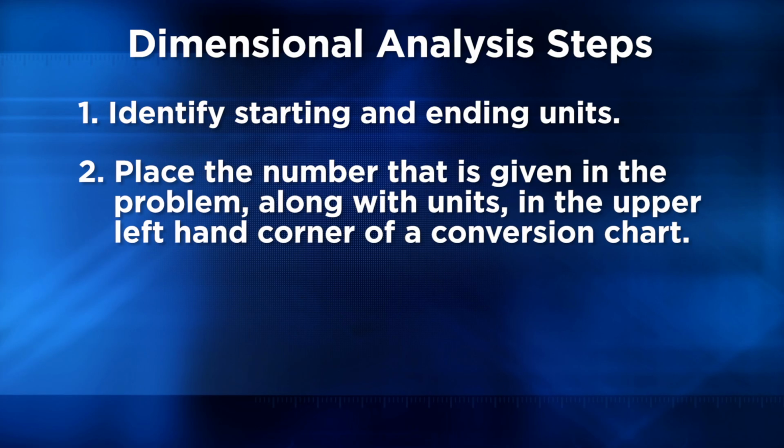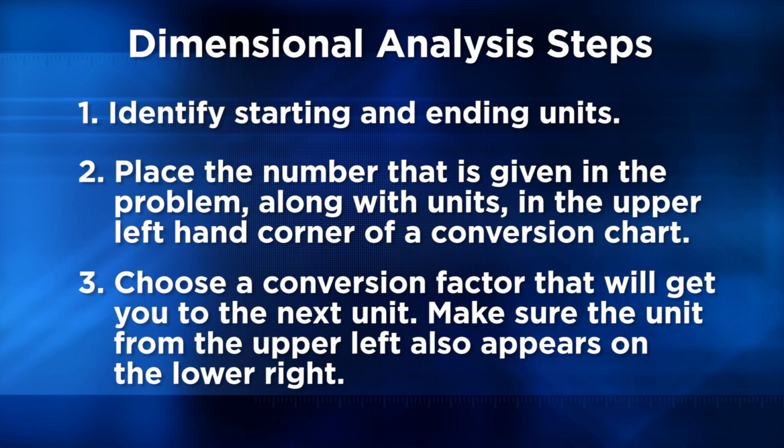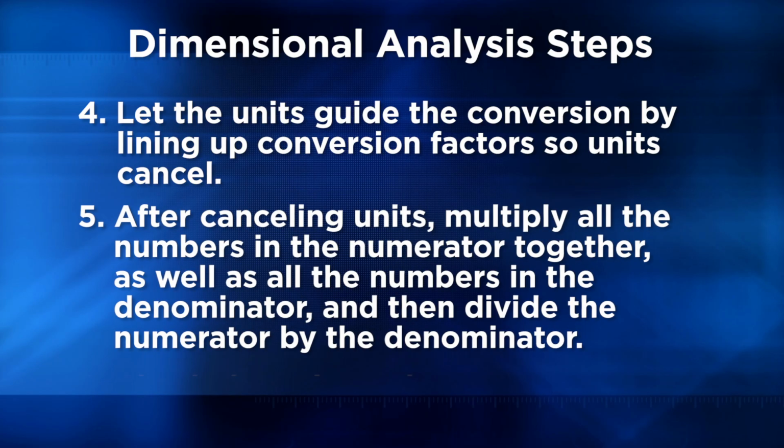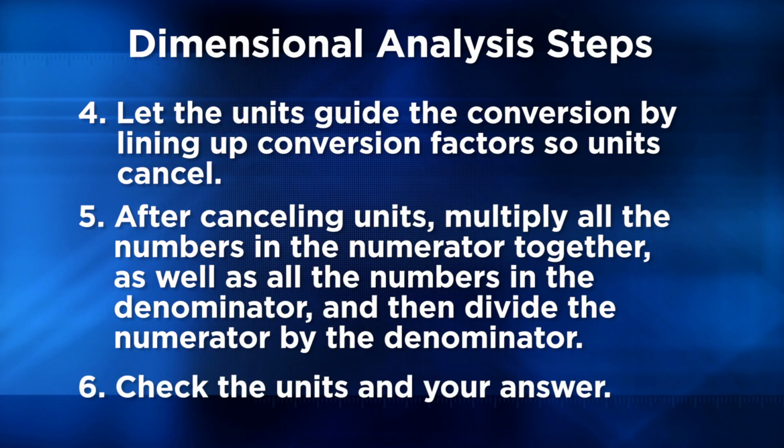Then place what's given to you, the number and the unit, in the upper left-hand corner of a conversion chart. Choose a conversion factor that'll get you to the next unit, making sure that the unit from the upper left also appears in the lower right. And then let the units guide the conversion by lining up conversion factors so that the units cancel. And you can cancel the units as you go. Right. And after canceling the units, multiply all the numbers in the numerator together, as well as all the numbers in the denominator. And then divide the numerator by the denominator. And finally, check the units and your answer. Great job, guys, and great summary, too.